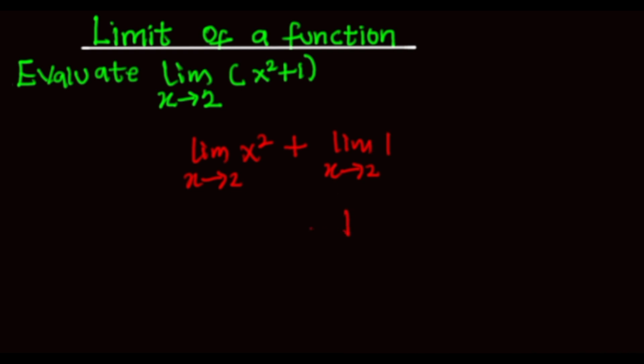I'm going to have 1, then plus, here we have a defined value, which is 2. So the limit as x tends to 2 of x squared is 2 squared, and at the end of the day I'm going to have 4 plus 1, and that's going to give me 5. So the limit of this particular function is 5. That's basically what it means.